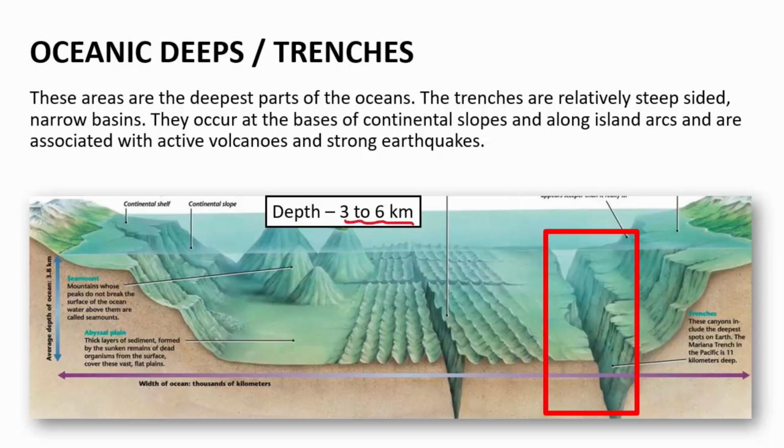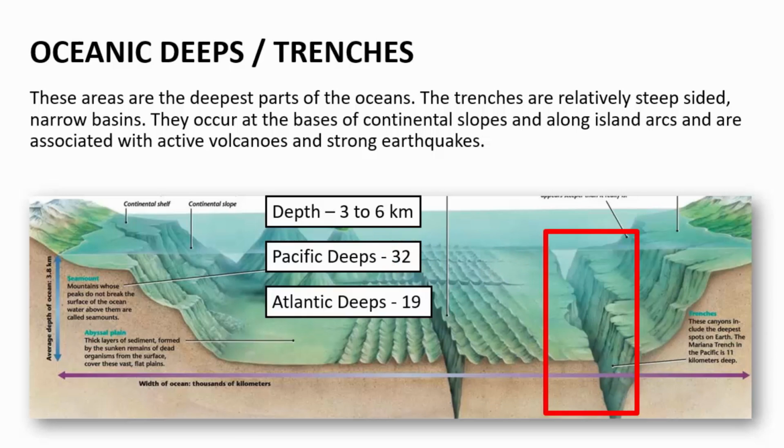In total, on our planet we have 57 deep oceanic trenches which have been found as of now, and out of those 57, 32 are Pacific deeps. That means those trenches which are present only in the Pacific Ocean. 19 trenches have been found in the Atlantic deeps, and 6 trenches have been found in the Indian deeps.